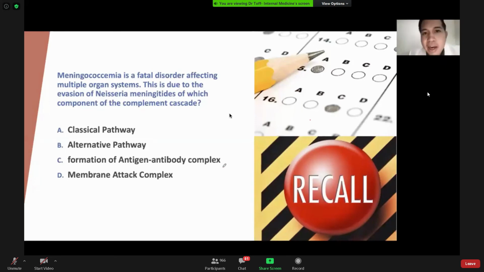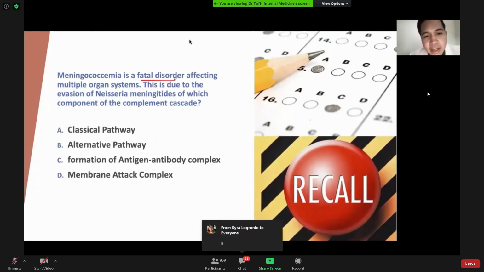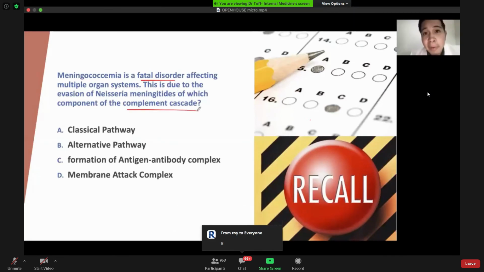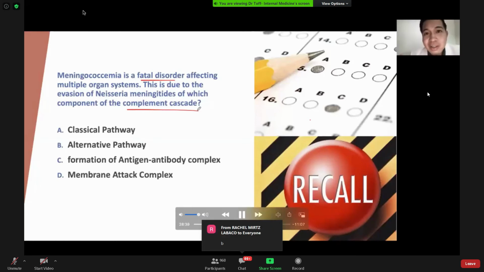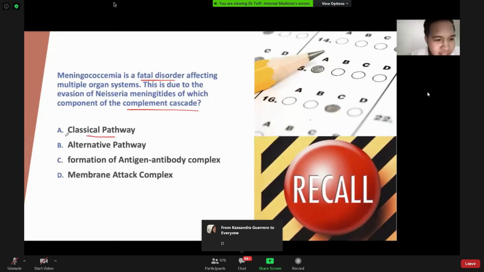Ito, recent ito. Meningococcemia is a fatal disorder affecting multiple organ systems. This is due to the evasion of Neisseria meningitidis of which component of the complement cascade? Diba? Sounds mahirap at first, but if you review, kaya siyang sagutan. What did I teach you? Pag Neisseria meningitidis, ano yung kanyang ina-alter? Very good. The alternative pathway, letter B.